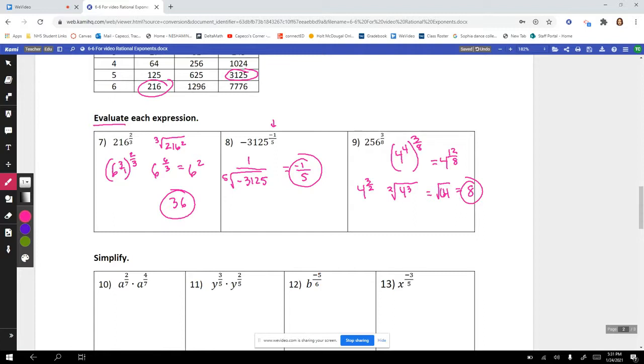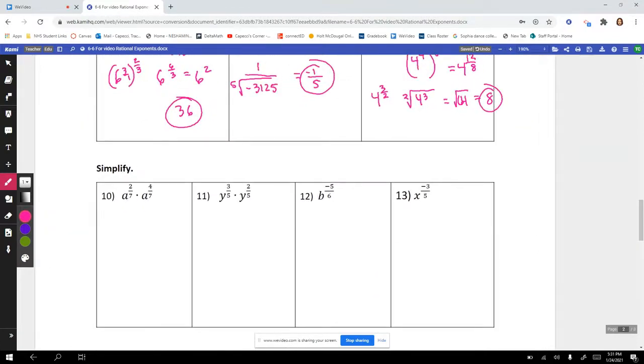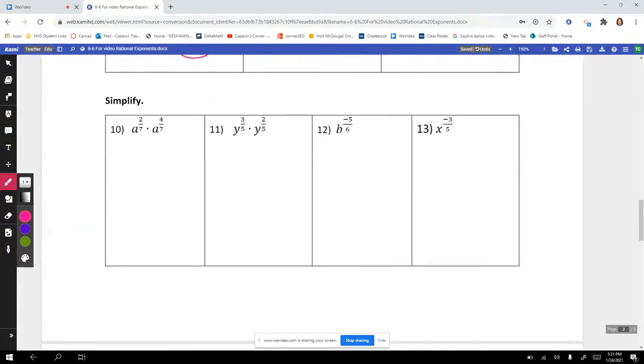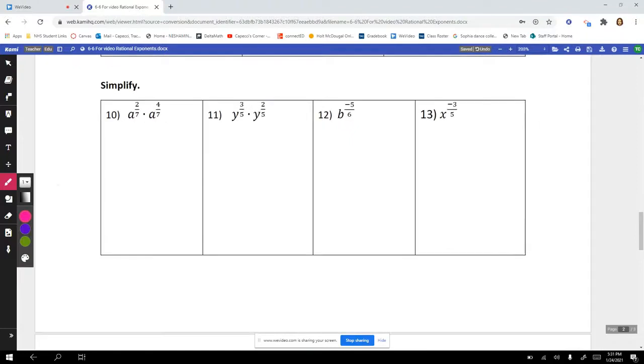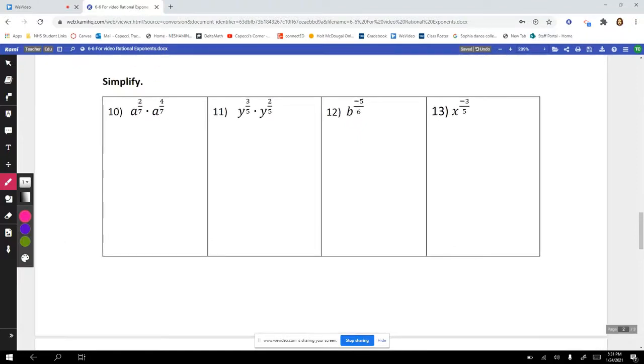Okay, now we're going from evaluating and we're going to start simplifying again. Just a variety of problems to expose this to you. It's not a bad idea to go back and watch the video again as you're working through problems for your homework or getting ready for a test.